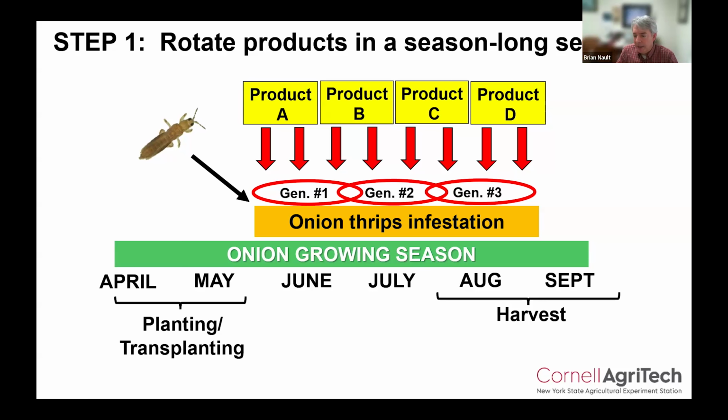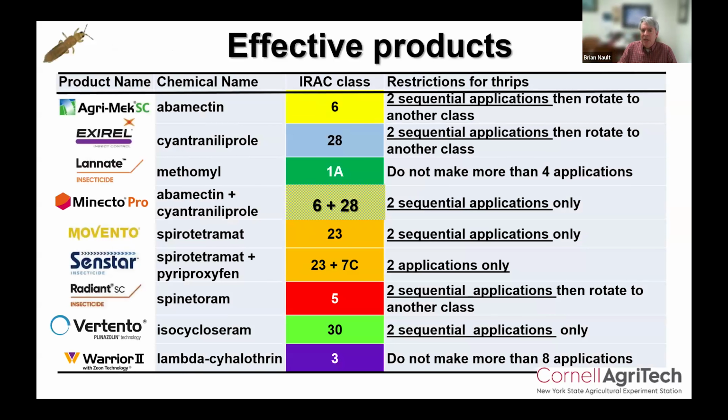So if we use products like this, that's going to help. As I mentioned earlier, we've got a number of effective products or combinations of products, and we've got 7 different classes of chemistry to work with. So that's a great thing for coming up with a plan like I just mentioned. I also want to indicate that the label often says use only a couple sprays or a maximum of 2 sequential applications. The exceptions are Lannate, where you can use up to 4 applications, and down here, Warrior, where you can use up to 8 applications, but you don't want to, okay?